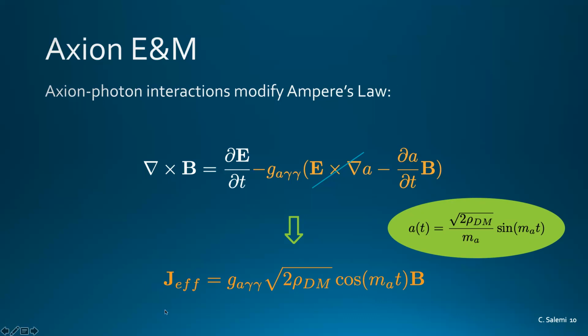So we have the effective current is g_aγγ times the square root of 2ρ_DM. So we're looking for dark matter axions. If there's more energy in axions around us, there'll be a larger current. The current oscillates with a frequency that is the axion mass.